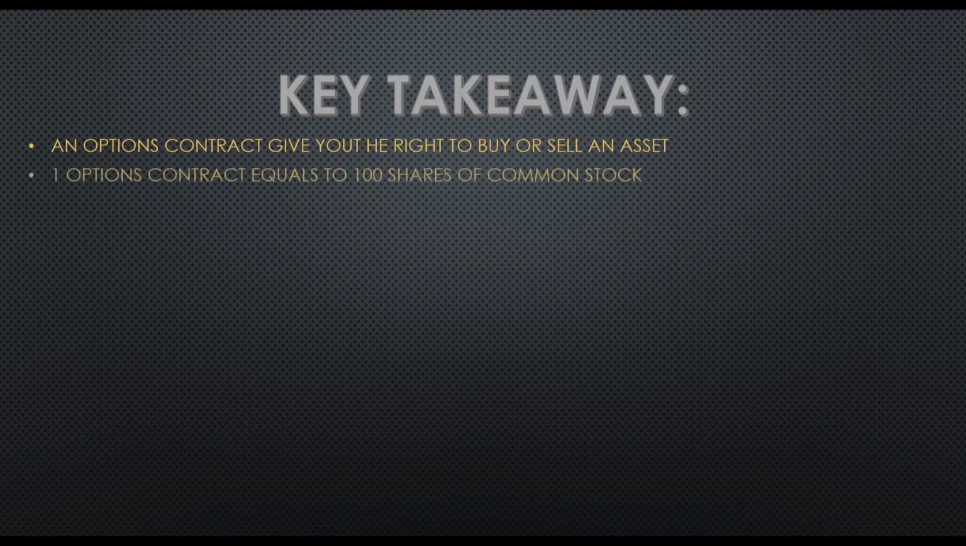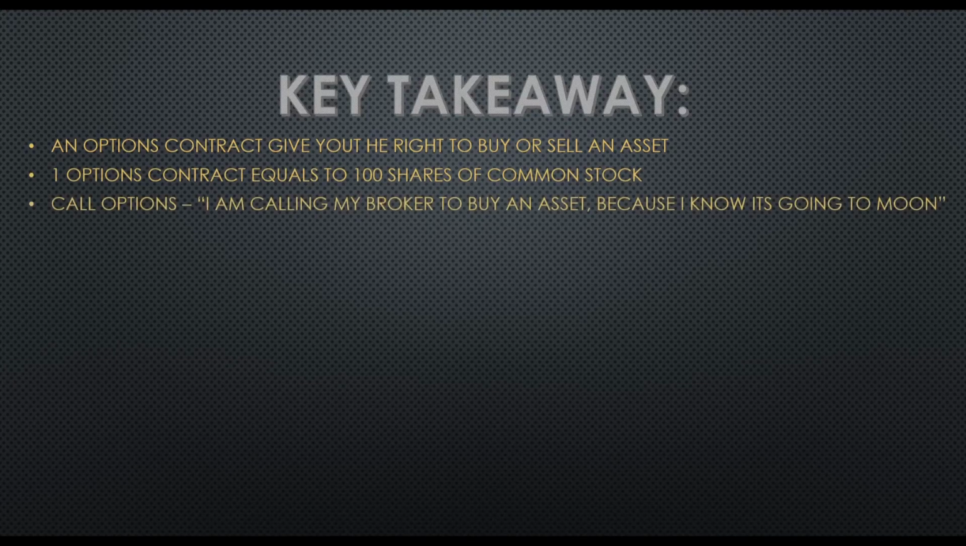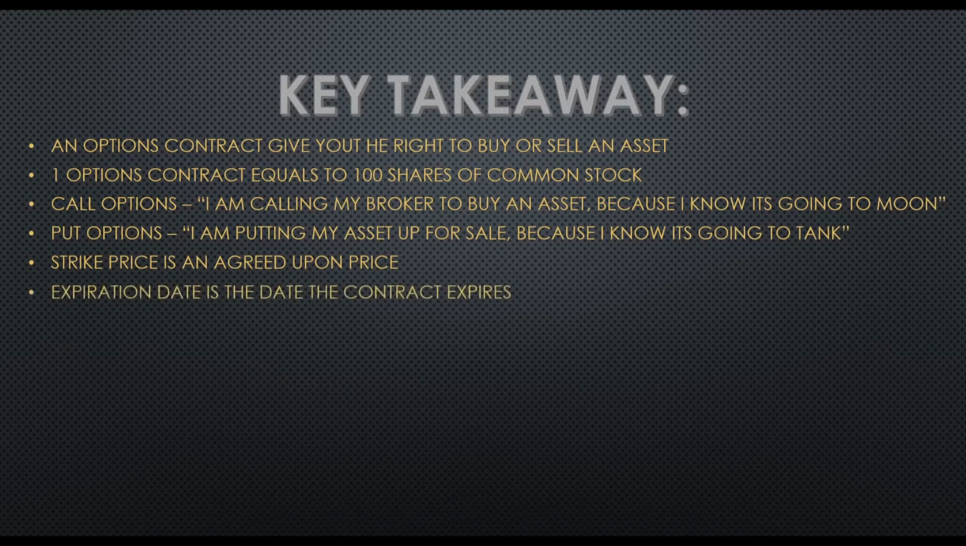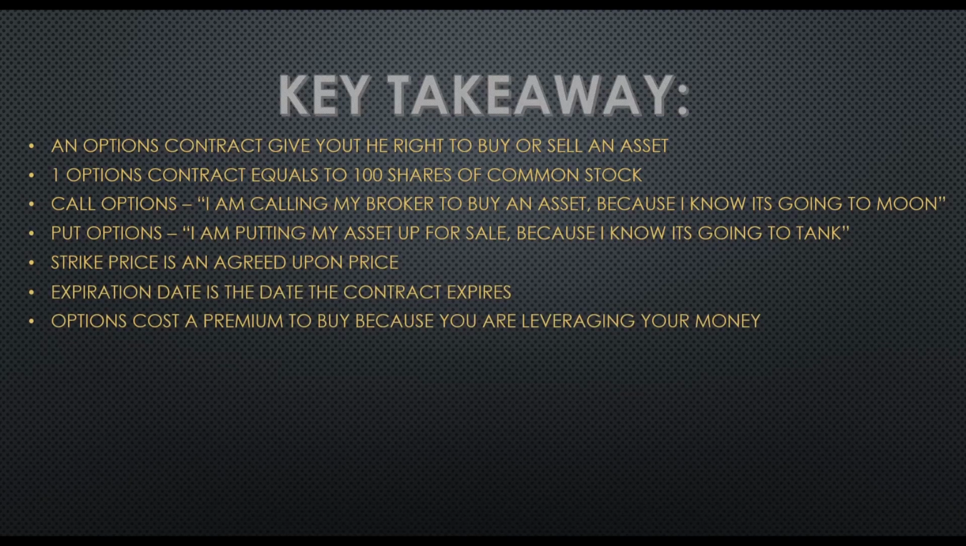So the key takeaways. Remember, an option contract gives you the right to buy or sell an underlying asset, but not the obligation to buy or sell it. One option contract equals 100 shares of common stock. Call option: I'm calling my broker to buy an asset because I know it's going to the moon. Put option: I'm putting my asset up for sale because I know it's going to tank. Strike price is an agreed upon price. Expiration date is the date the contract expires. Option cost is a premium to buy because you are leveraging your money. The 5 Greeks cause the premium to go up or down.